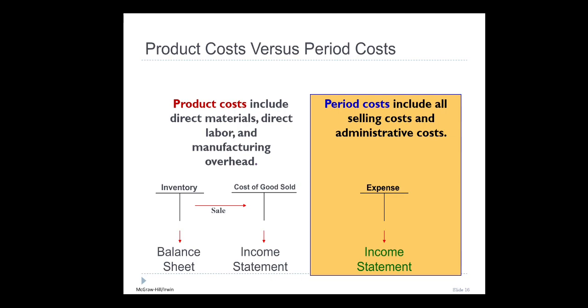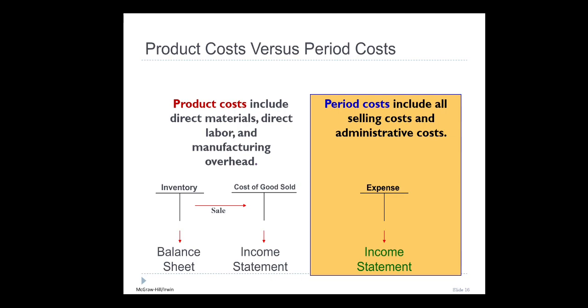Period cost equals selling cost plus admin cost. So period cost equals non-manufacturing cost. Non-manufacturing cost, or selling cost and admin cost, is also known as period cost. Why do we call them period cost? Because most of the time, these selling costs and admin costs have to be paid by the business periodically.